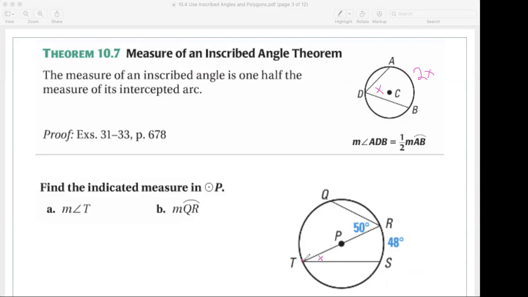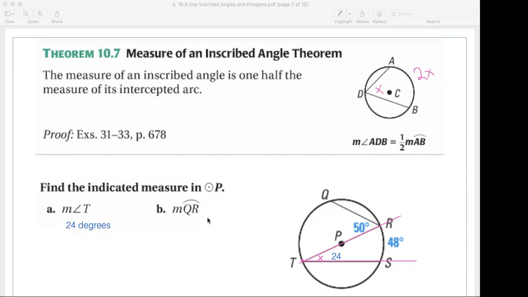So what I suggest is, I'm going to get my line tool and extend the lines of the angle so that you can see the intercepted arc very clearly. If I were doing this on paper, I would highlight it. So my intercepted arc is 48. So if this is 48, half of 48 would be 24. So angle T is 24 degrees.